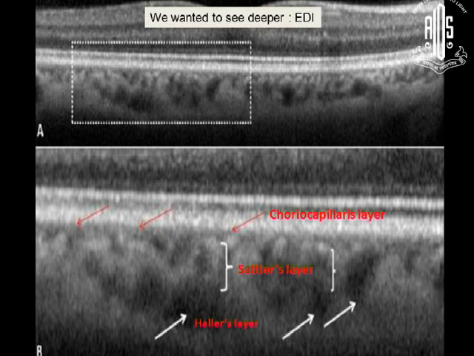This layer here is the layer of choriocapillaris. Then we have the small choroidal vessels, Sattler's layer. And then we have the large choroidal vessels, which is Haller's layer.